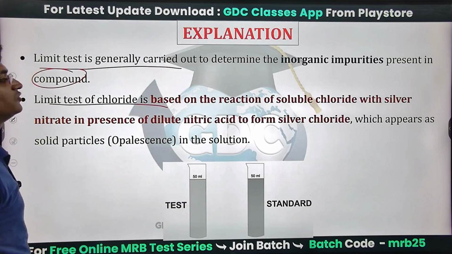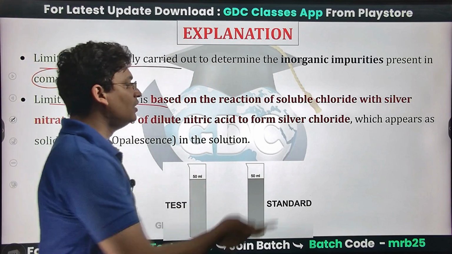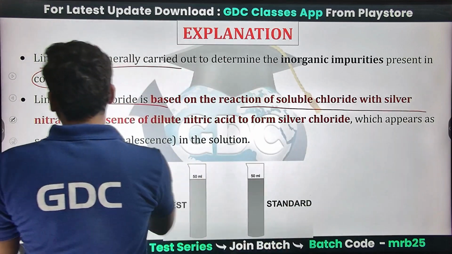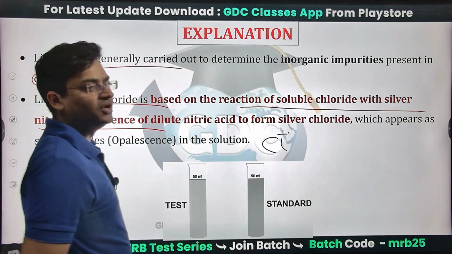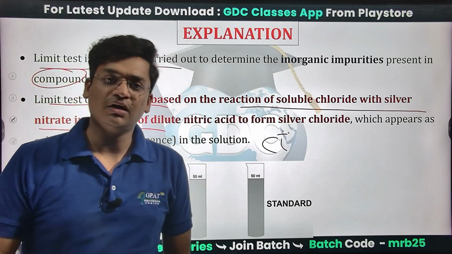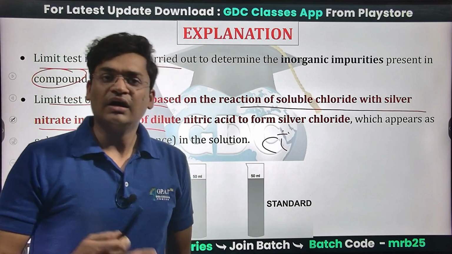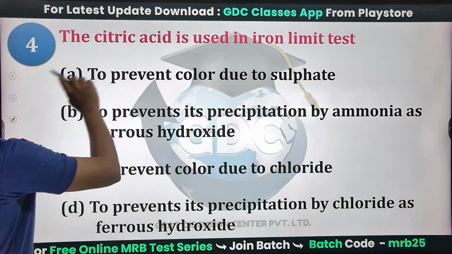Limit test of chloride is based on the reaction of a soluble chloride with silver nitrate. So this is just the chloride limit test. Similarly, we also conduct limit tests for sulfate, for arsenic, for iron, and various other metals.